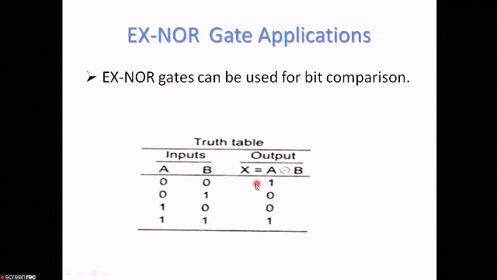That is, the first case and the last case. If we draw a line here, then we can see this case and this case. In both these cases, the output is 1. These two are the cases for this bit comparison.